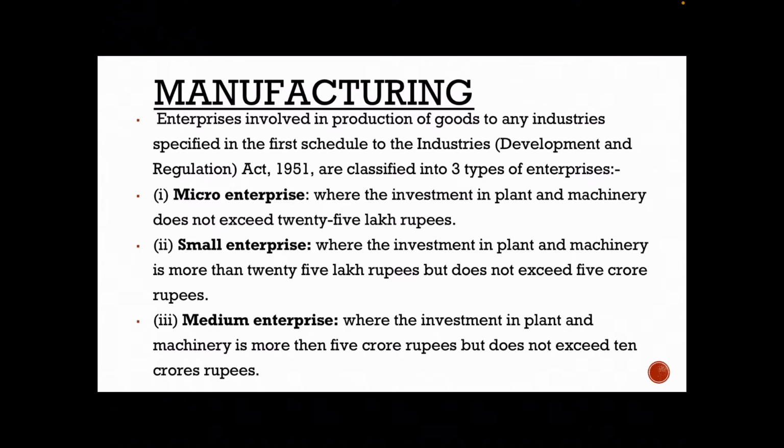So for micro manufacturing enterprises, they don't invest more than 25 lakh rupees, whereas small enterprises use more than 25 lakh rupees but not more than 5 crore. So more than 25 lakh rupees, less than 5 crore rupees. Medium enterprise, they use more than 5 crore, less than 10 crore. So micro, less than 25 lakh. Small enterprise, more than 25 lakh, less than 5 crore. Medium, more than 5 crore, less than 10 crore.